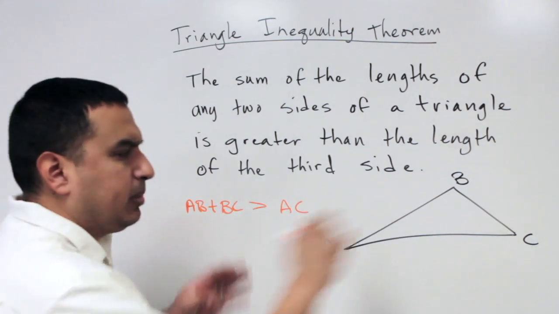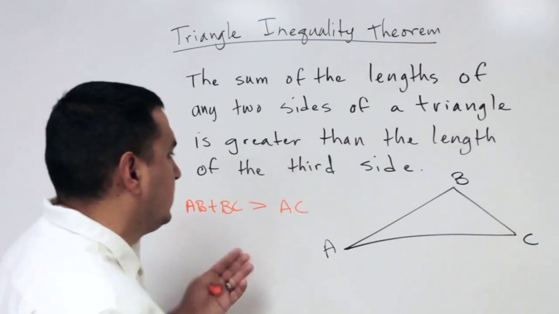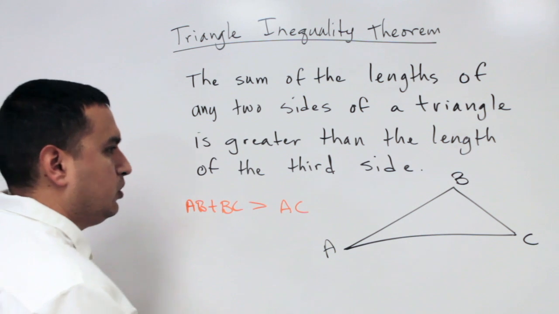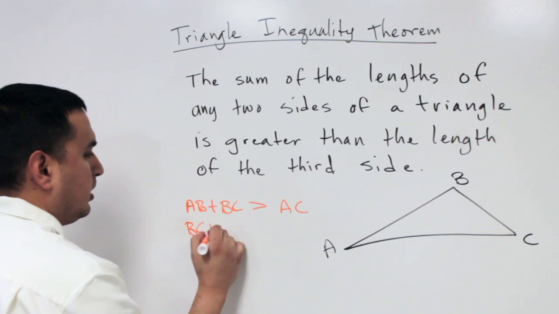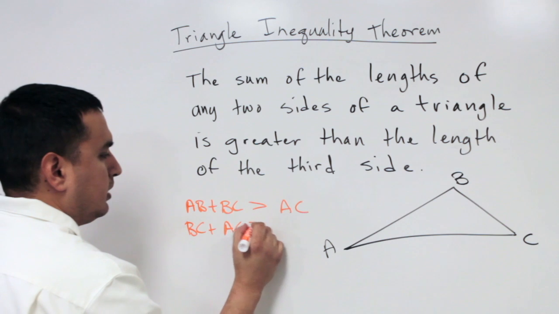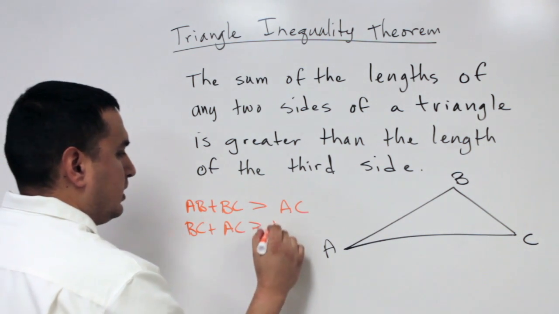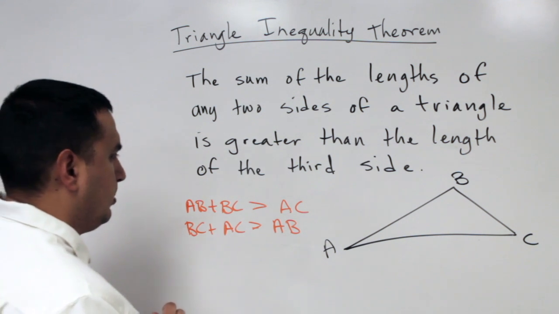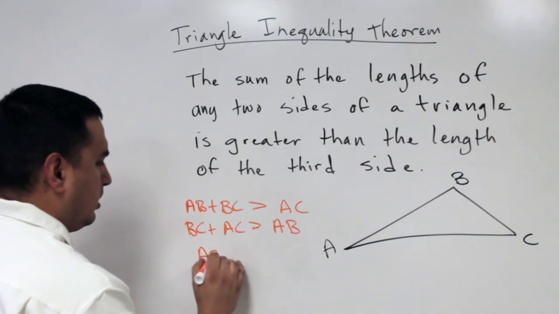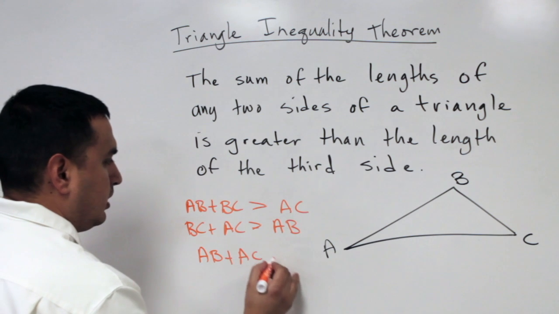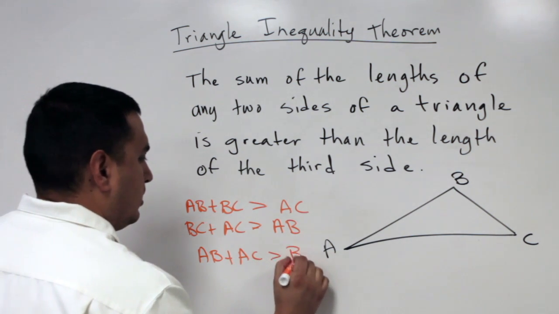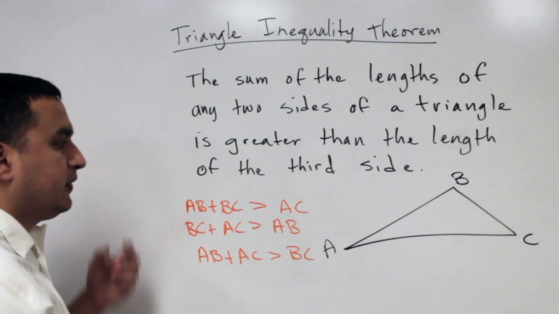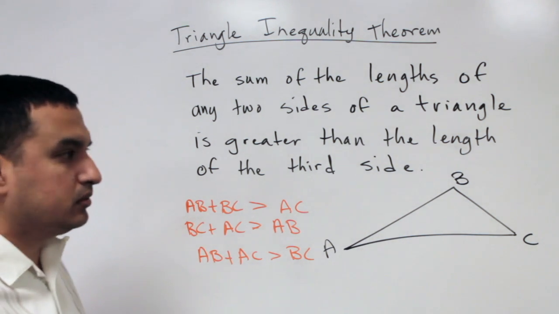And it doesn't matter which combination of sides I pick, this theorem is still going to be true. So I could take BC plus AC, the length of those two, and that's got to be greater than the length of AB. And then the third combination would be if I take AB plus AC, that has to be greater than the length of BC. If this is true, then I have a triangle.